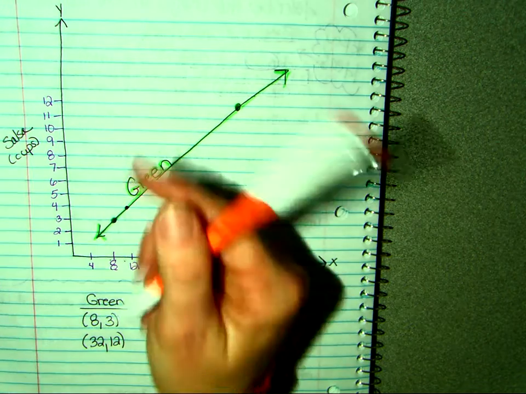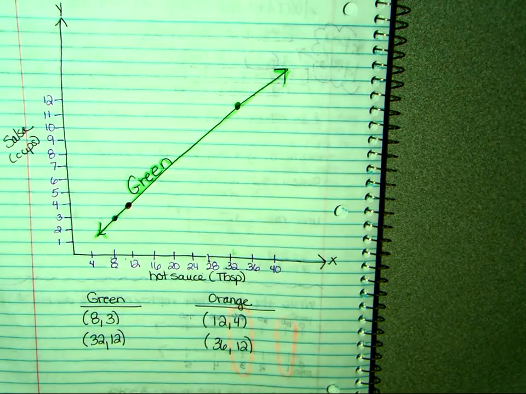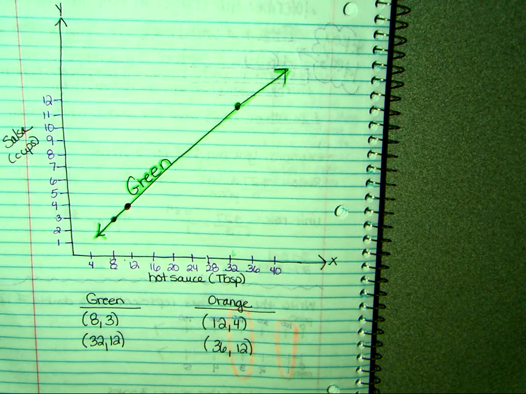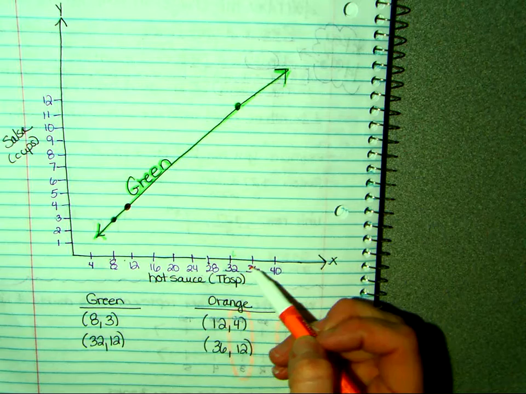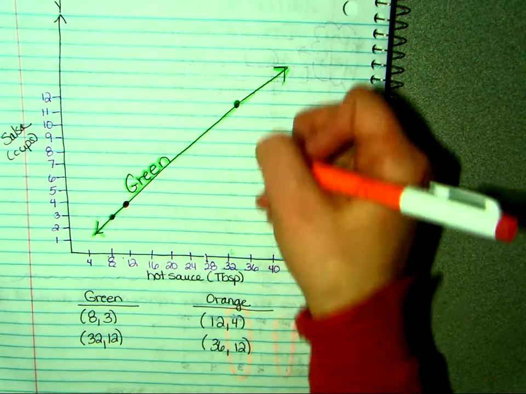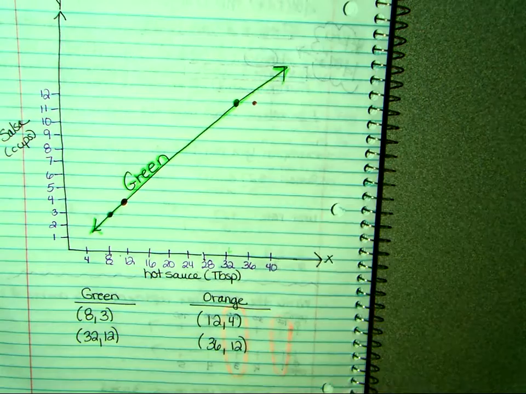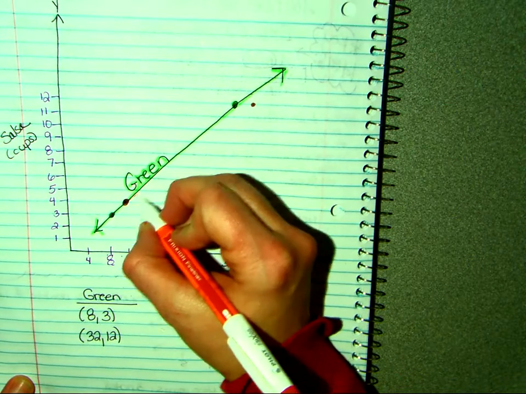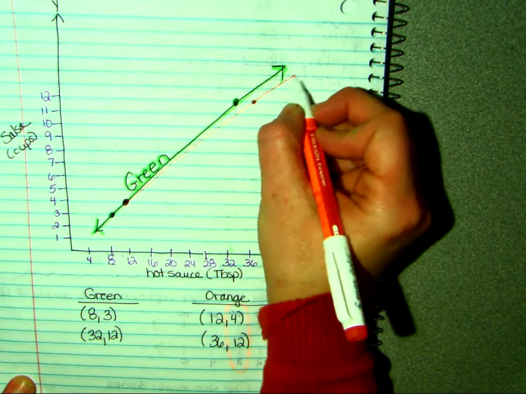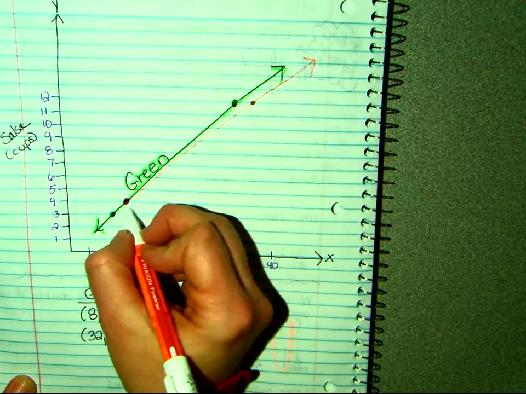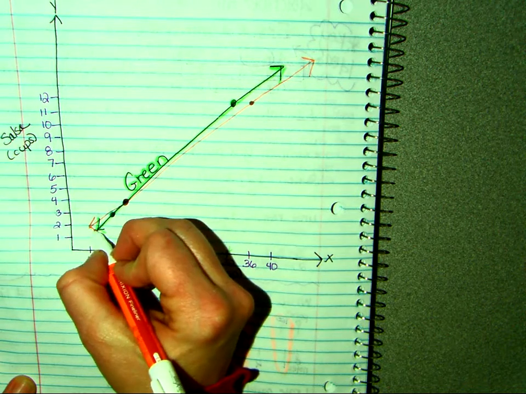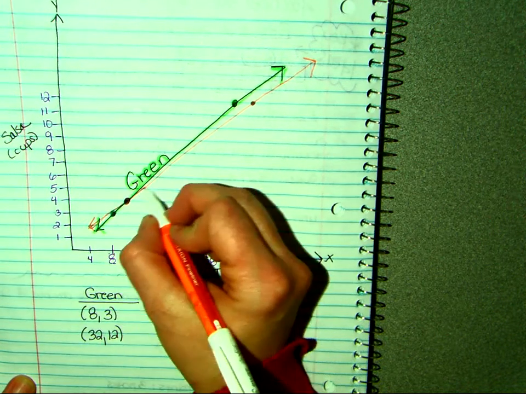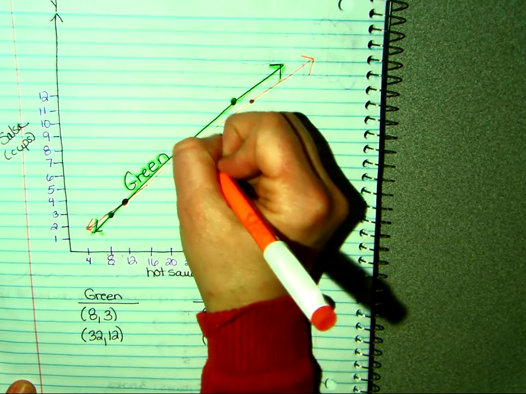Then, I can do it in orange. Then where am I going to go, Maddie? We're going to go 36 across. So over to 36, up to 12. So all the way up here. Okay? And then I'm going to draw my line. I'm trying to make it straight, but it's not great. And this is my orange.